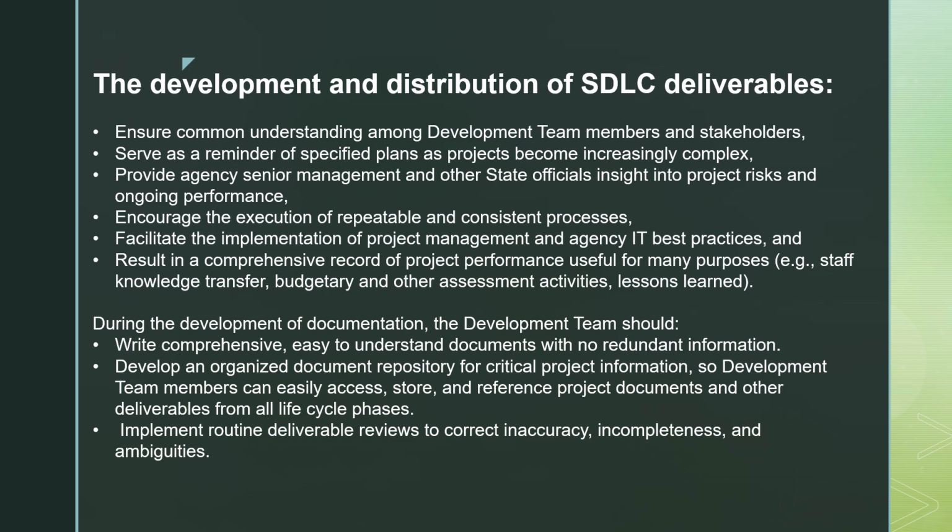During the development of documentation, the development team should, number 1, write comprehensive, easy-to-understand documents with no redundant information. Second, develop an organized document repository for critical project information so development team members can easily access, store, and reference project documents and other deliverables from all life cycle phases. And last, implement routine deliverable reviews to correct inaccuracies, incompleteness, and ambiguities.